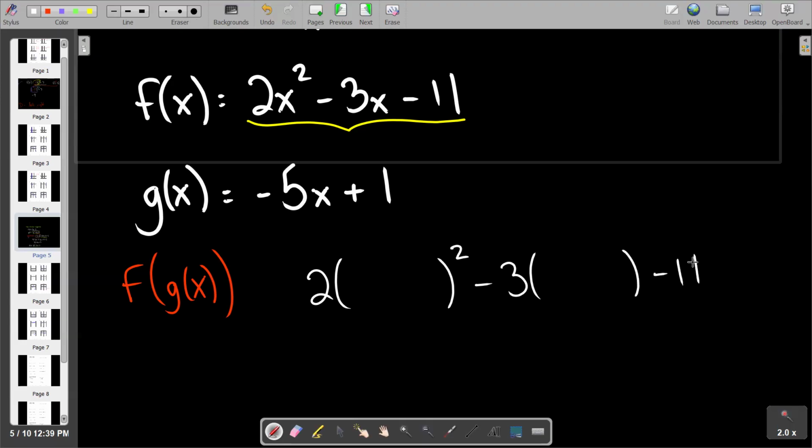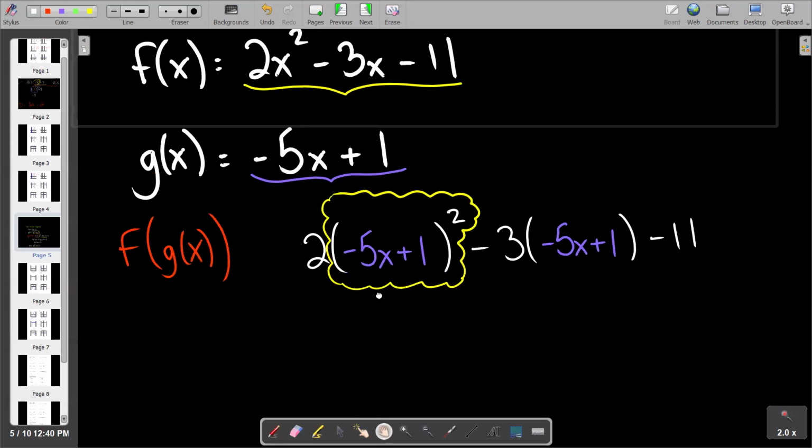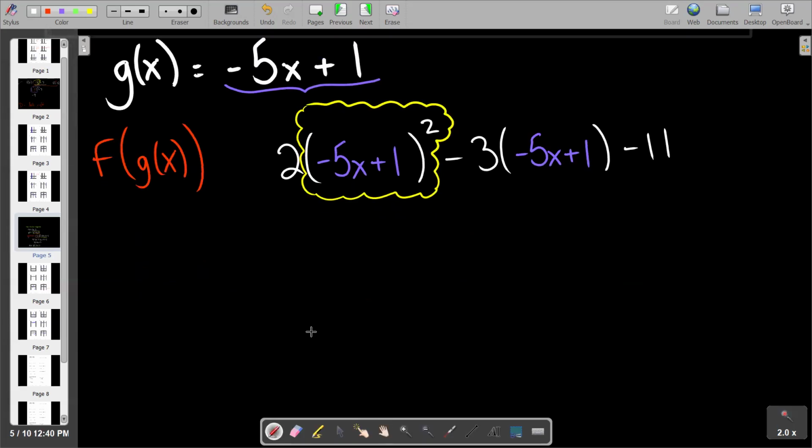And what's going in the blanks? Good job. So the other function goes in. So negative 5x plus 1. Voila. Order of operations kicks in. What do we have to do first? Yeah. There's a whole bunch of stuff that really just has to wait its dang turn, but anything that's in this yellow cloud is our priority, right? Nothing else can go. So real quick, what's that yellow cloud going to equal? No, try that again. 25x squared.